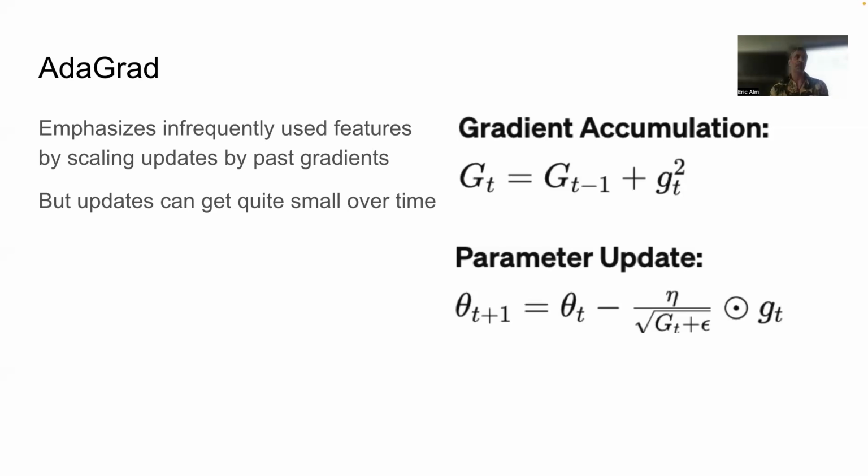The problem with AdaGrad is that you can get to a point where lots of your parameters have already been updated a lot, and you might need to update them again because the rest of your parameters have moved.